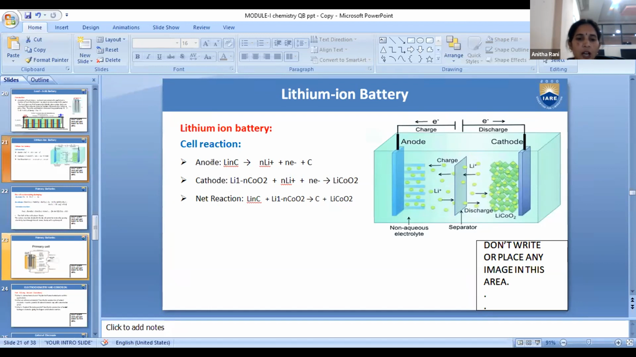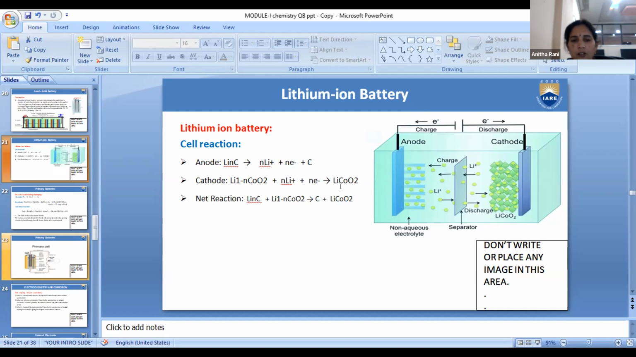Here at the anode, it is undergoing oxidation, with loss of electrons from lithium. So I wrote LiCn gives Li1-nC plus n electrons. At the cathode, lithium cobalt oxide is gaining electrons. Li1-nCoO2 plus the movement of lithium ions from anode to cathode, it gains electrons and is reduced to lithium cobalt oxide.